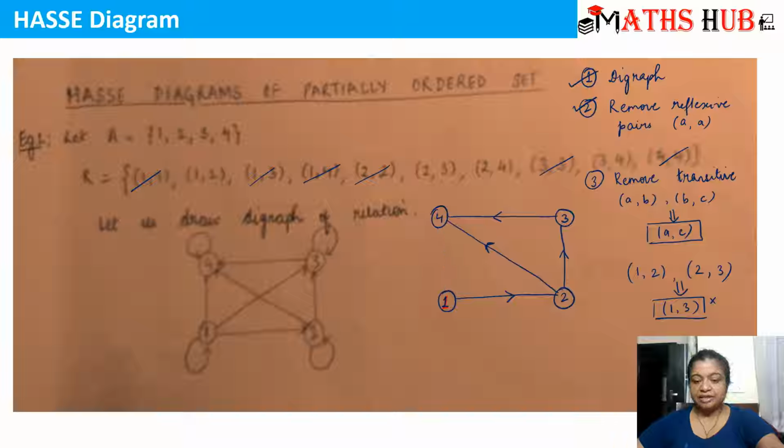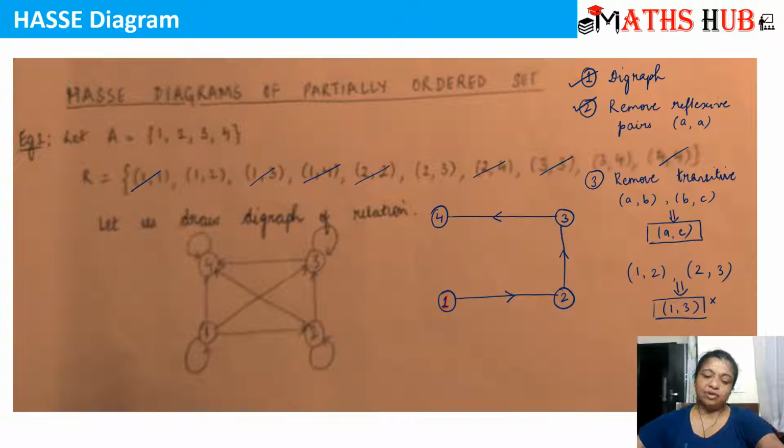Now again check in this diagram. Are we left with any other transitive pair? So you can see that 2 is related to 3 and 3 is related to 4. So that leads to 2, comma 4. So we will remove this pair 2, comma 4 also. Right? So let us remove this pair 2, comma 4.